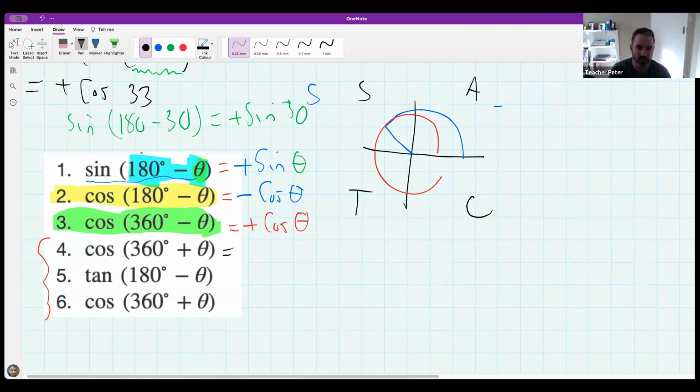Now, where is 360 plus theta? Oh, I know. 360 goes all the way around and then a little extra bit for the plus theta. So let's even visualize that. So all the way around and then an extra bit. And then my triangle kind of looks like that. In that quadrant, everything is positive. So it's plus cos theta.